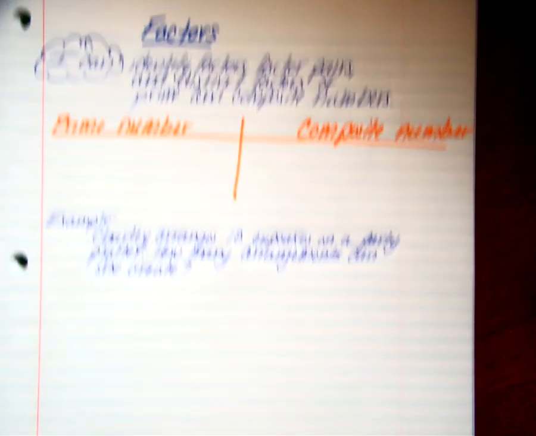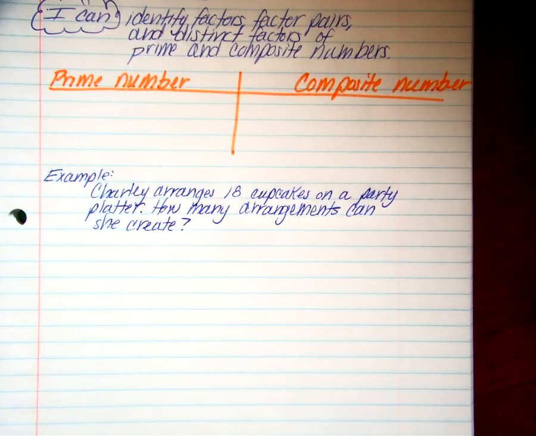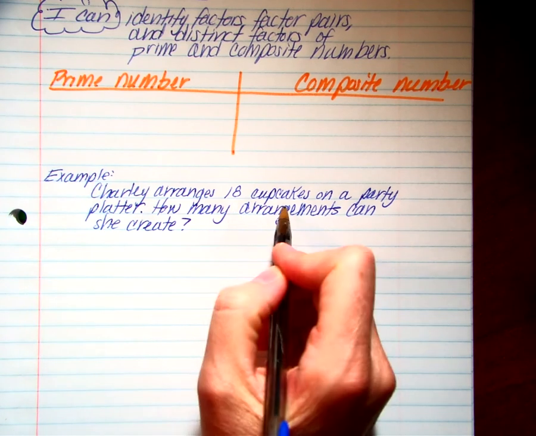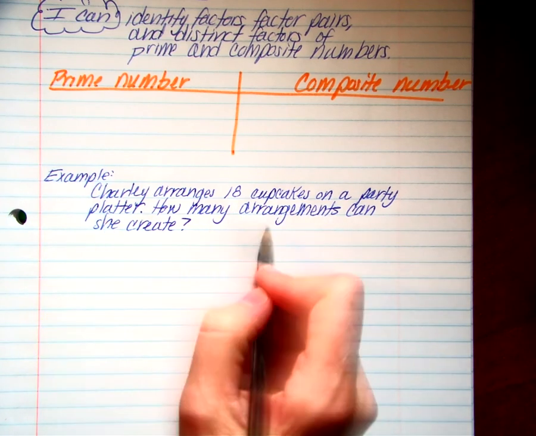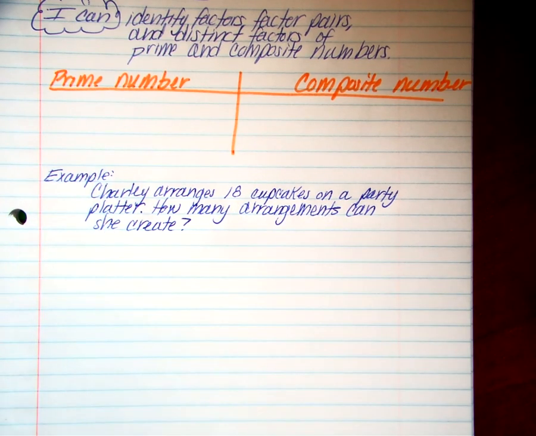And after you set that up, let's copy down this word problem. Charley arranges 18 cupcakes on a party platter. How many arrangements can she create? If you need a little time to write all that, go ahead and pause the video and then resume after you have written down all the work.